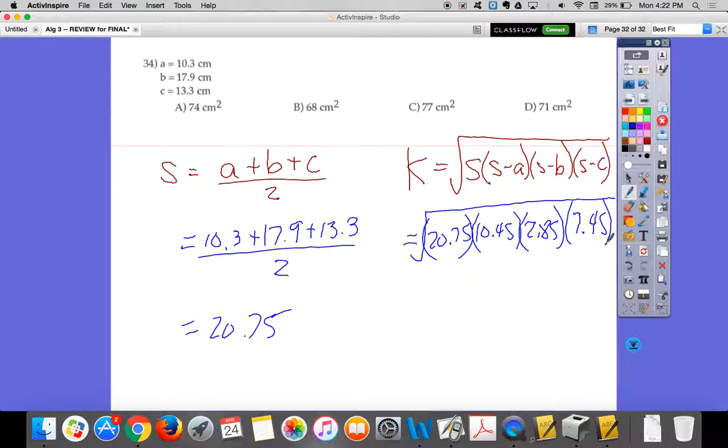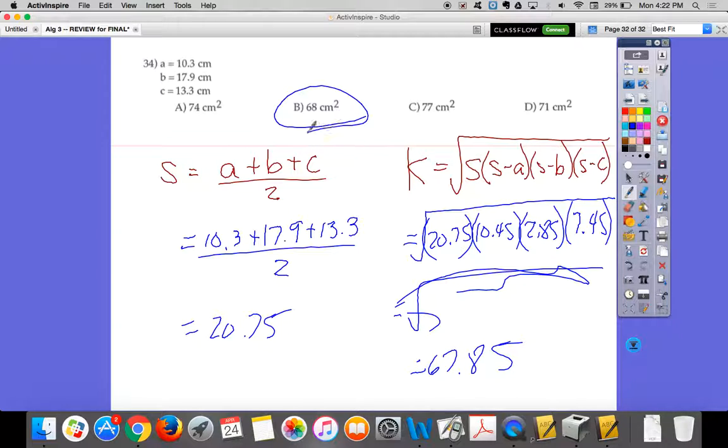So it's just a matter of, let's type this in here. Then we have a great big square root, and then 20.75 times 10.45 times 2.85 times 7.45. And I got 67.85. That would round up to 68.